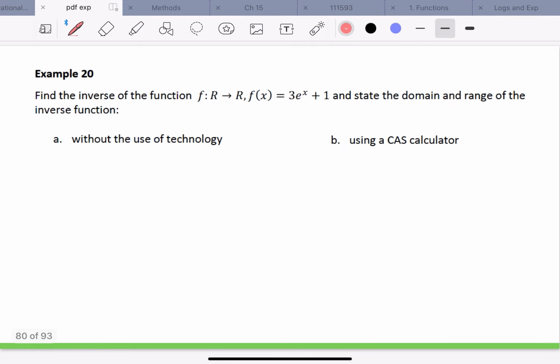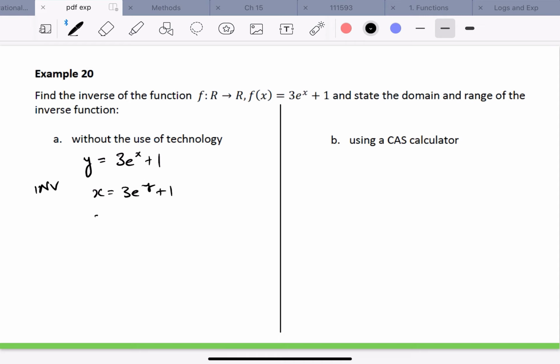So example 20: find the inverse of this particular function and state the domain and the range. We want to do it without the use of technology, so by hand, and then also using the CAS calculator. So make sure you have your CAS with you to practice. Without using technology, what we want to do is swap the x and y. So our original function is y is equal to 3e to the power of x plus 1. And now, to find the inverse, I want to swap the x and y.